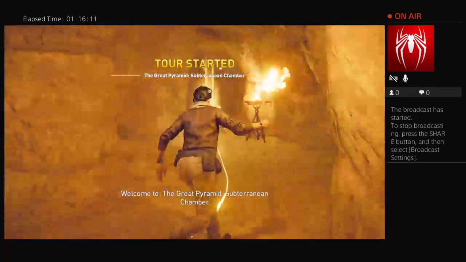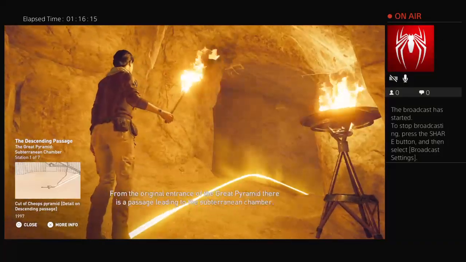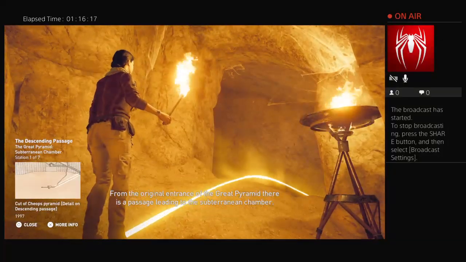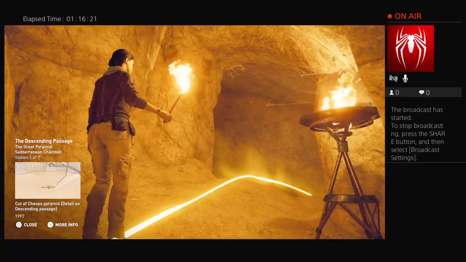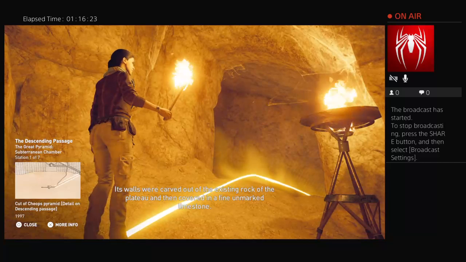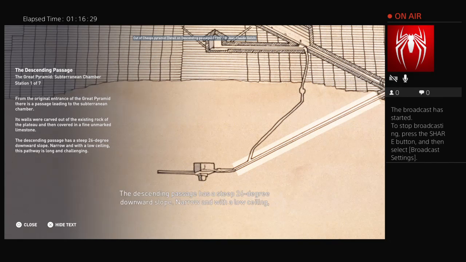Welcome to the Great Pyramid, Subterranean Chamber. From the original entrance of the Great Pyramid, there is a passage leading to the subterranean chamber. Its walls were carved out of the existing rock of the plateau, and then covered in a fine, unmarked limestone. The descending passage has a steep 26-degree downward slope. Narrow and with a low ceiling, this pathway is long and challenging.